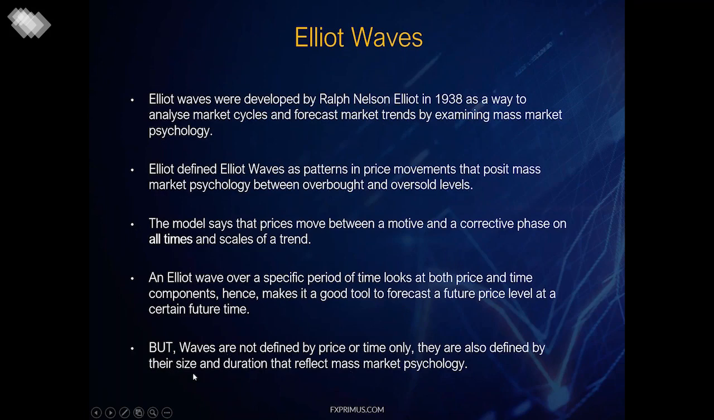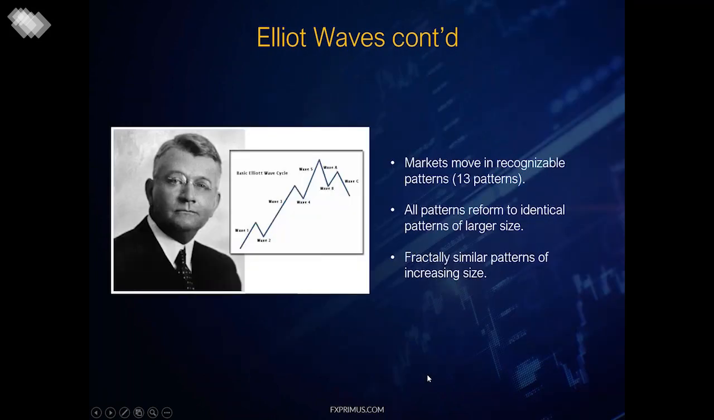They are also defined by their size and their duration, and that reflects the mass market psychology, of course. Now, what did Elliott say? Elliott said that there are 13 recognizable patterns in the markets and that all patterns reform into identical patterns of larger or smaller size. You can look at it any way you want. Fractally, those patterns are similar. It's just the size that is changing. So the duration.